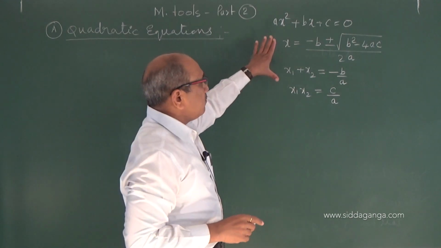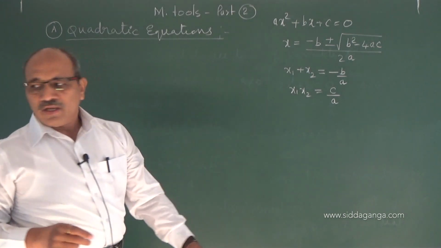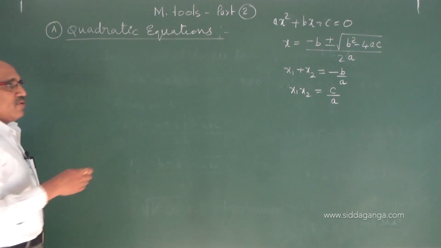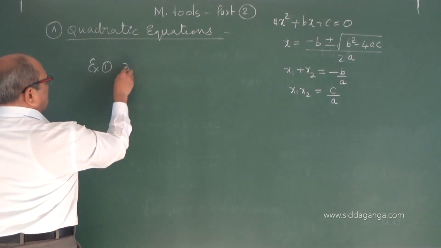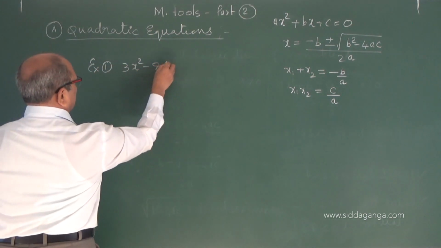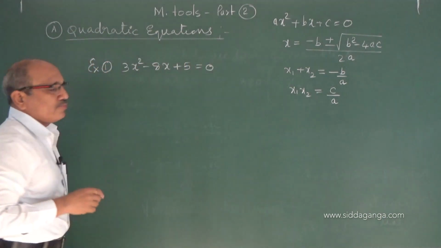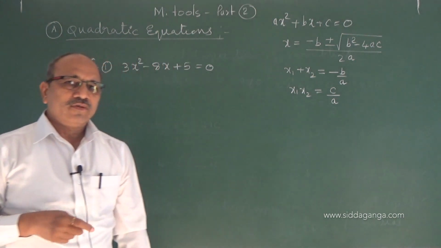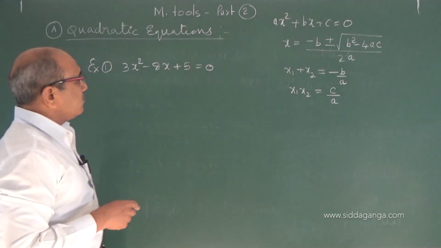This is the minimum knowledge of maths necessary to solve problems in physics. Let us come to a problem. Take an example: 3x² − 8x + 5 = 0. Many problems you have solved in high school. To revise, I am bringing this. Let us go with that method.